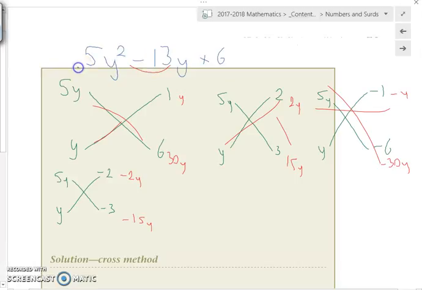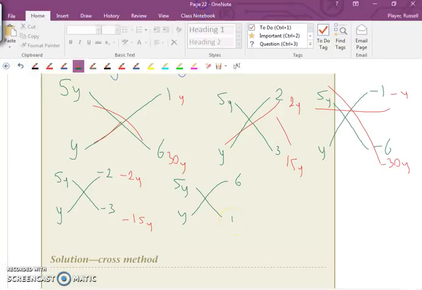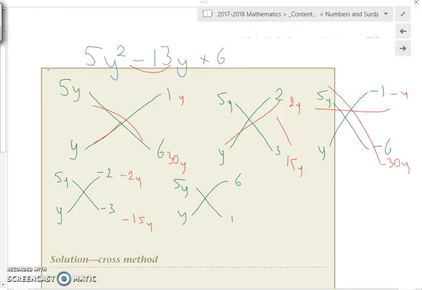If I go back here and I go 5y, y, would you agree that this might give us a different answer? What would that give us? 6y, 5y. Gives us 11y. It's still not right, but can you see I've now got this other set that I could try?